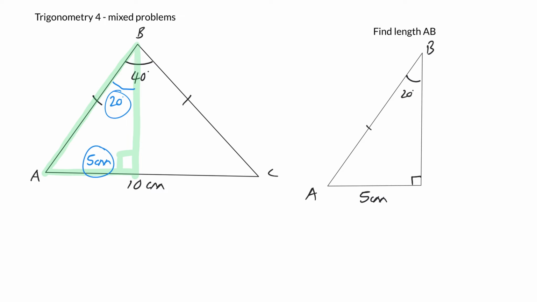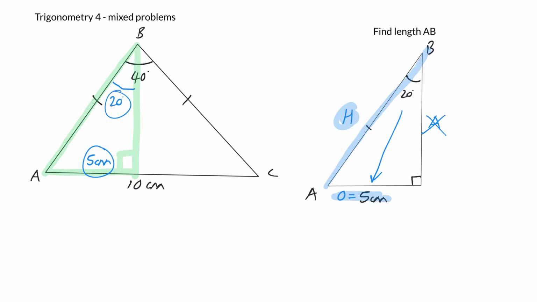So like before, my first step is to label the diagram. Well, that is the hypotenuse, that's the opposite, and that one there is the adjacent. Again, like before, I identify what I want and what I've got. Well, I've got the opposite. I'm looking for length AB, so therefore I want the hypotenuse. I don't therefore need the adjacent, so I'll cross that one out.